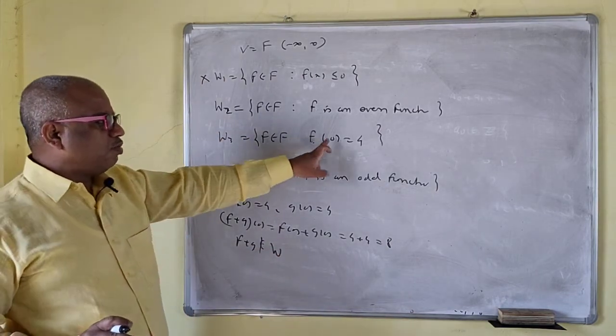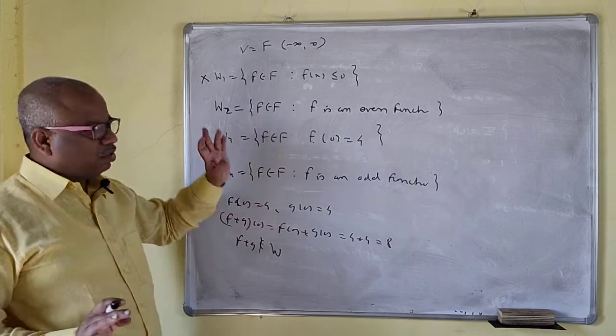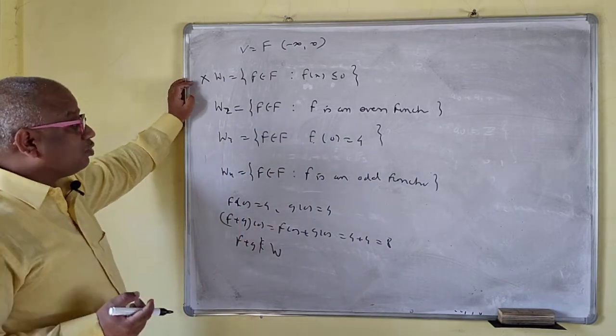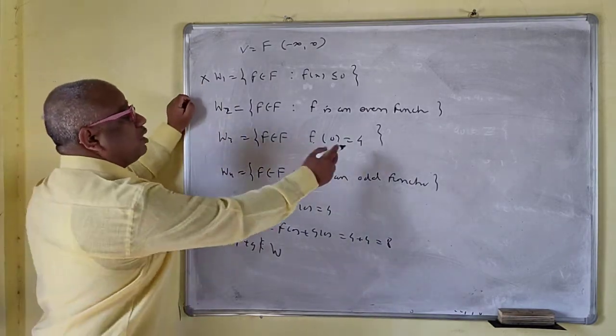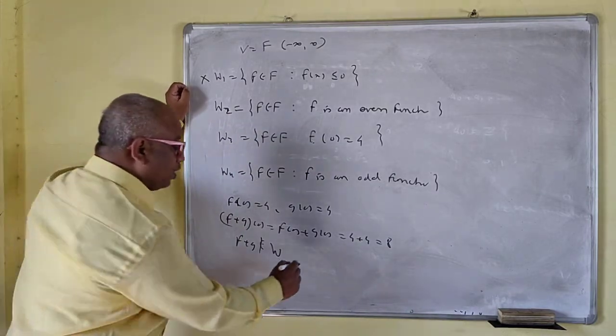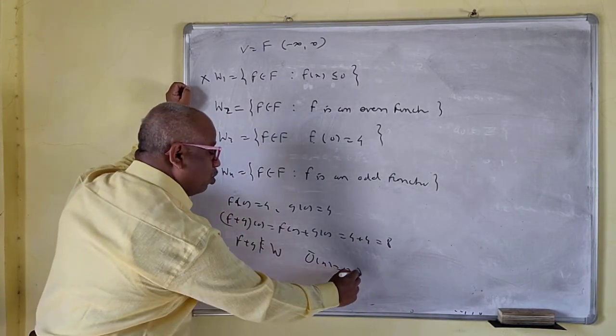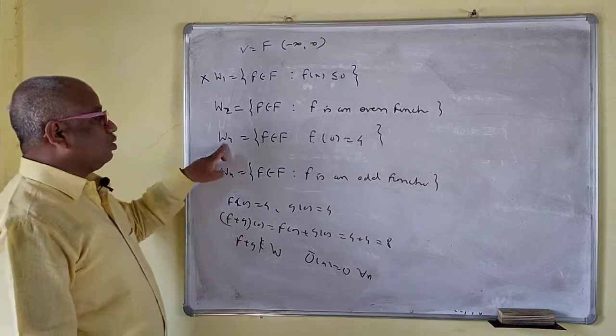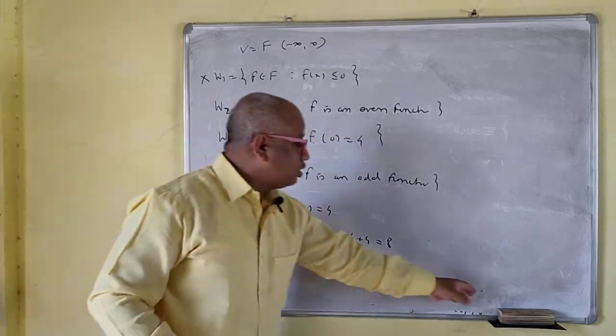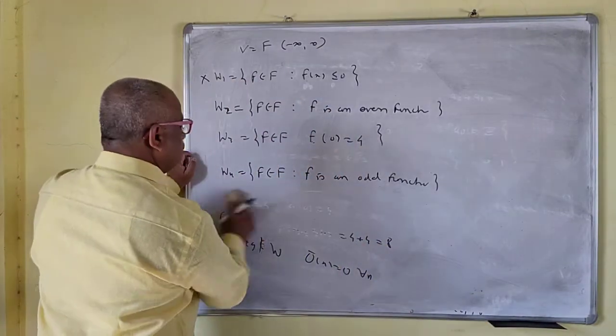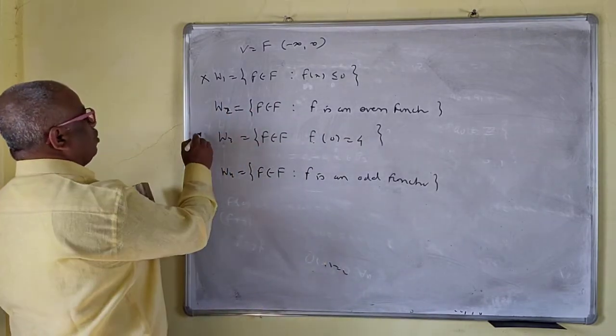Okay. So both the things fail. 0 bar of 0 is 4, so 0 bar is also not there. Okay. The 0 function is also not there, because the 0 function is what? 0 of x is equal to 0 for all x. So that means the 0 function is not there either. So this is not a subspace.